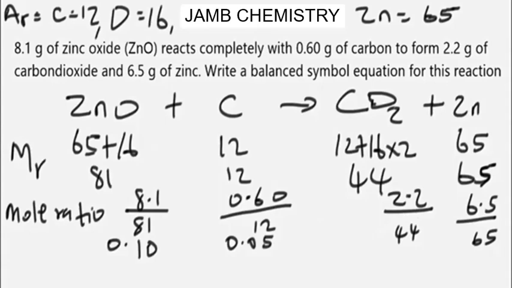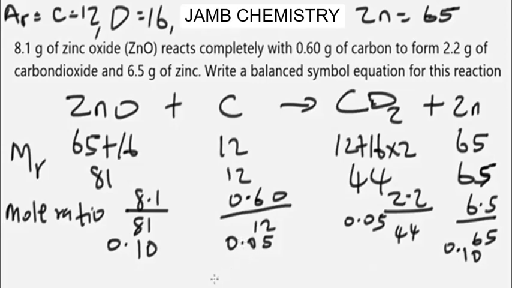Let me punch it. This one will still give us 0.05. Now for zinc, 6.5 divided by 65, we're going to have it to be 0.1. So we still have 0.1 here. Now that we have these respective mole ratios, we don't have to leave it in decimal value or in point like this.